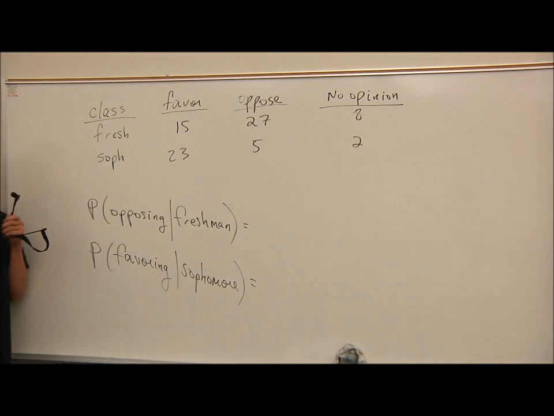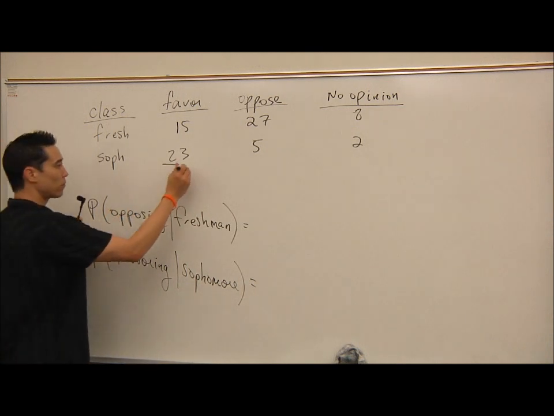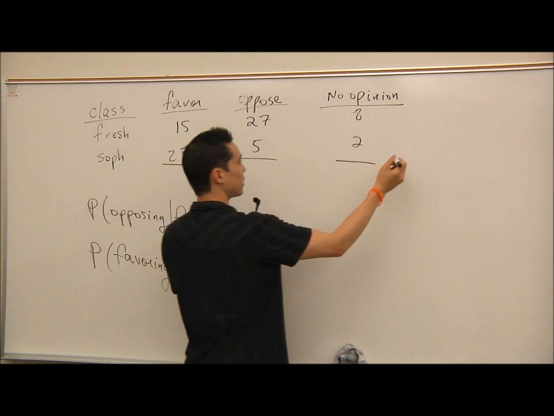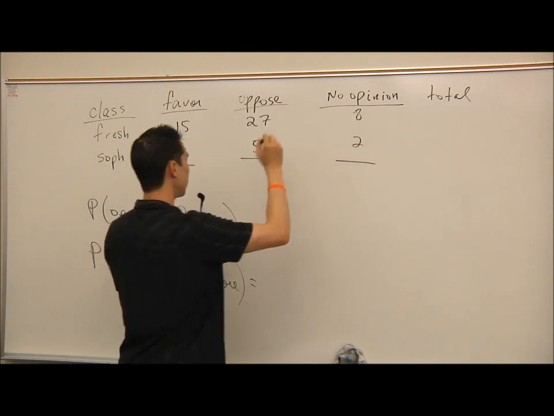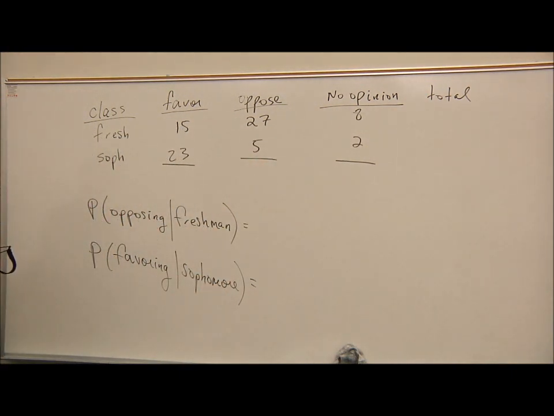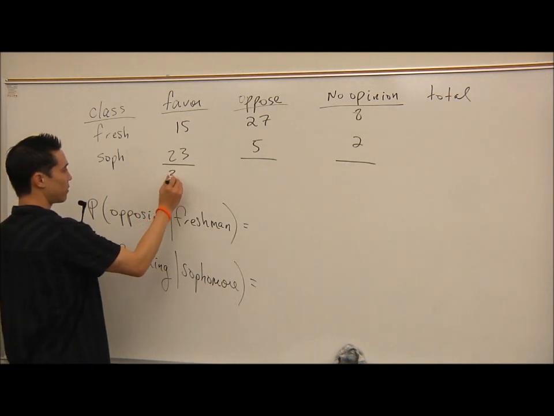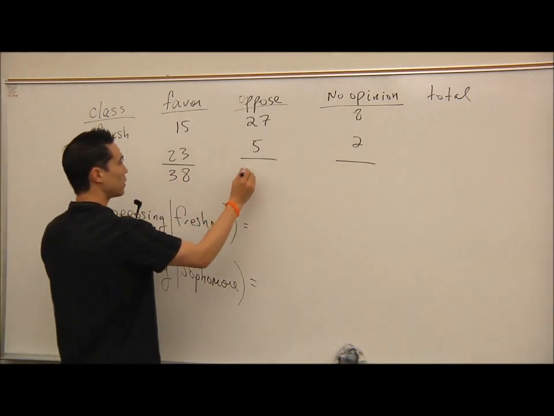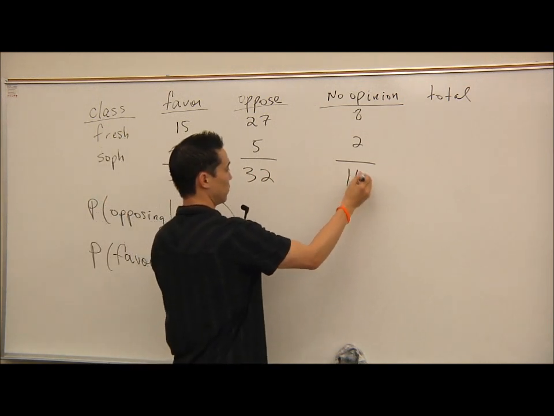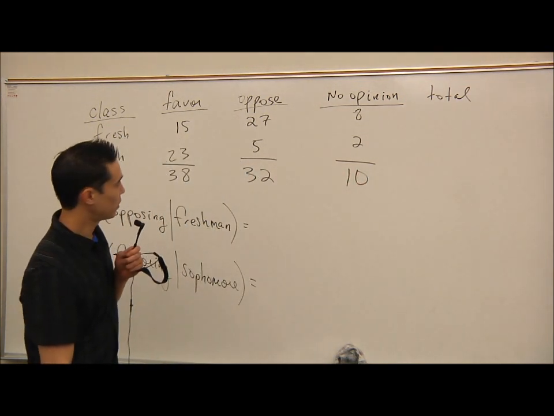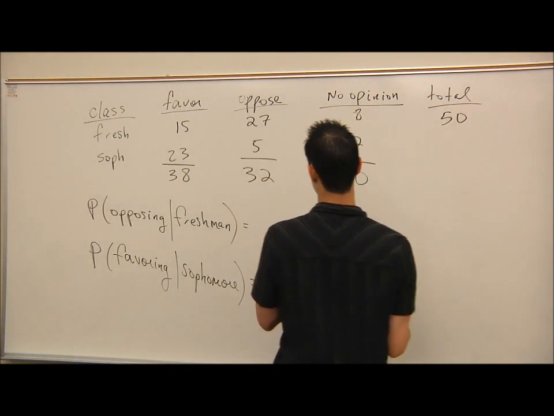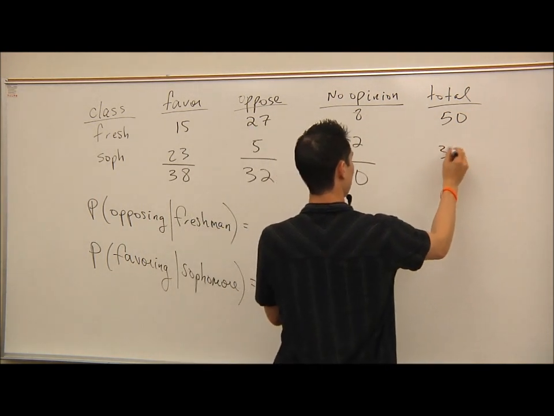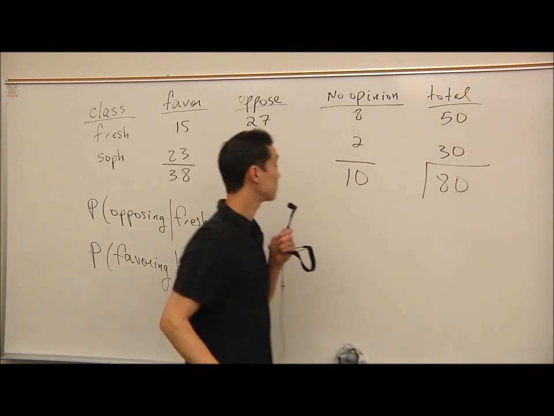Anytime you have a table of actual poll values or real values, it's really helpful to do totals. So for the next minute or two, let's do some sums here and here, and some sums over here as well. Add horizontally and add vertically. Fill in those totals real fast. I get 38, 32, 10, and over here 50 and 30. So a total of 80 students.